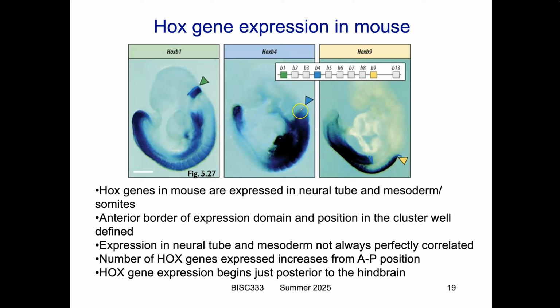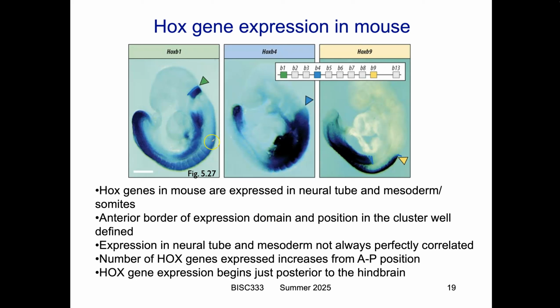So this is B4 and it's expressed in this region here. I think that might be the limb bud. No, it's not. But in any case, we're about a third of the way along the main body. And then there's a bit of a gap. You can see there's some expression, but then it's darker again in the tail bud.